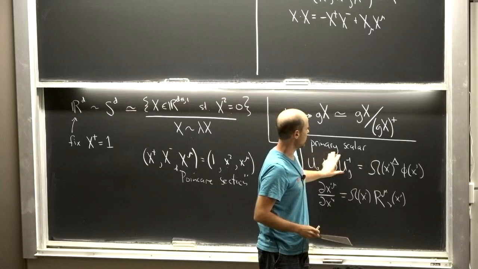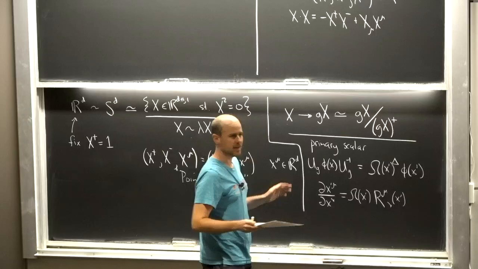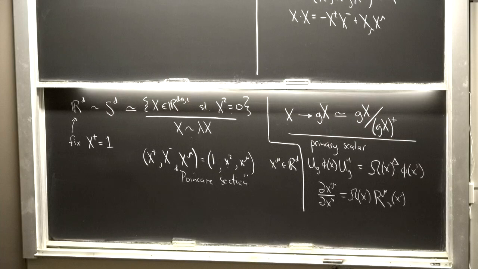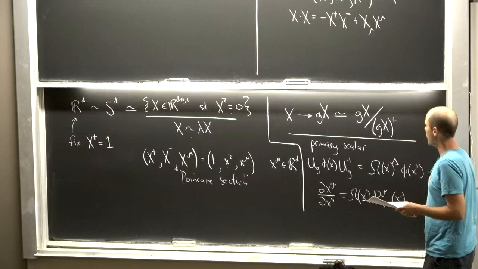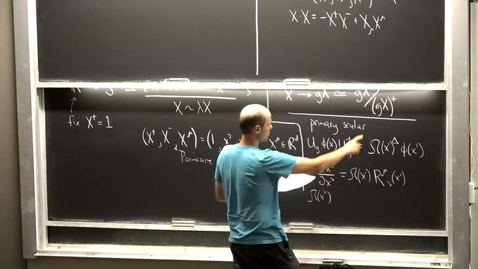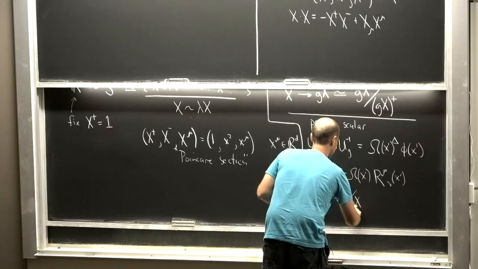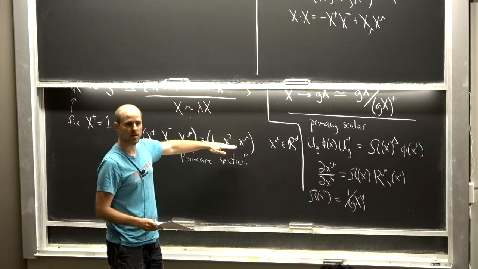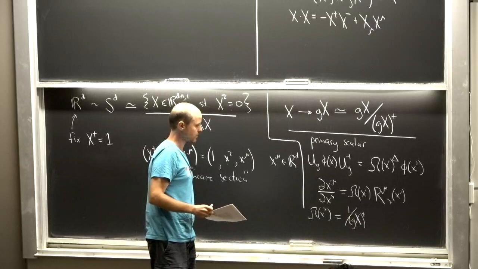Hopefully, you have seen something like this before, probably at this school. But feel free to ask if something's not clear. So one nice observation from this formalism that I'll leave as an exercise is that this rescaling factor omega is equal to the thing that you divide by here. So it's equal to 1 over gX plus, where for capital X, we plug in the value of capital X on the Poincaré section. Okay, we're going to use that in just a second.